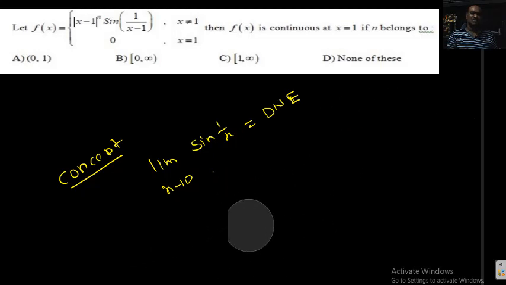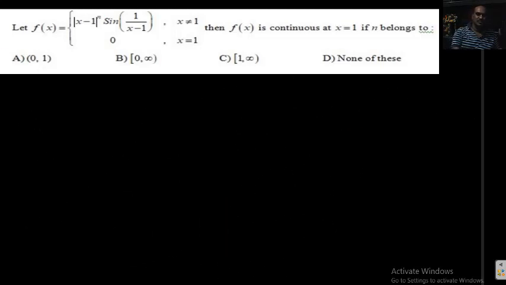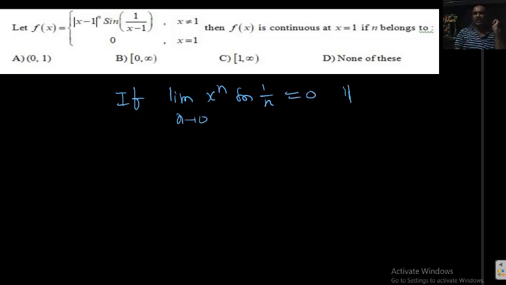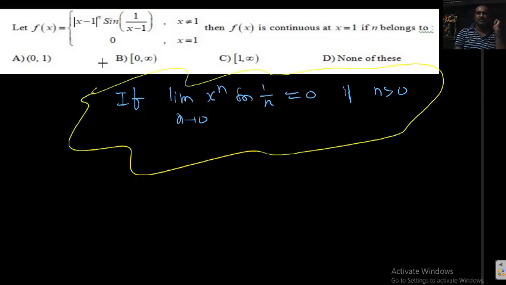Same concept here, students. So finalizing: the limiting value of x power n into sine 1 by x, as x tends to 0, is 0 if n is greater than 0. This is the concept for the problem. Same concept here also, same problem, same model.